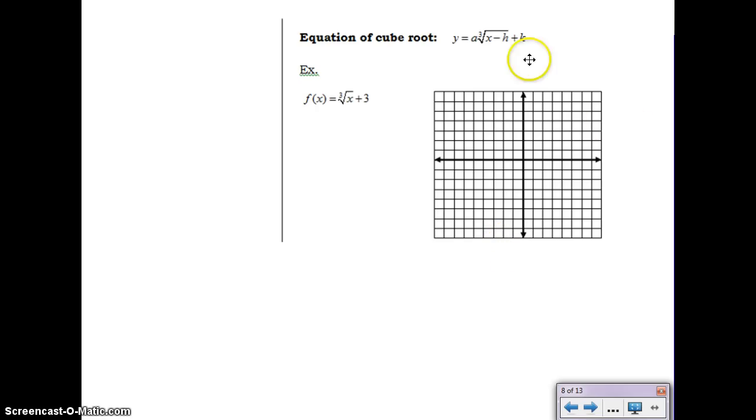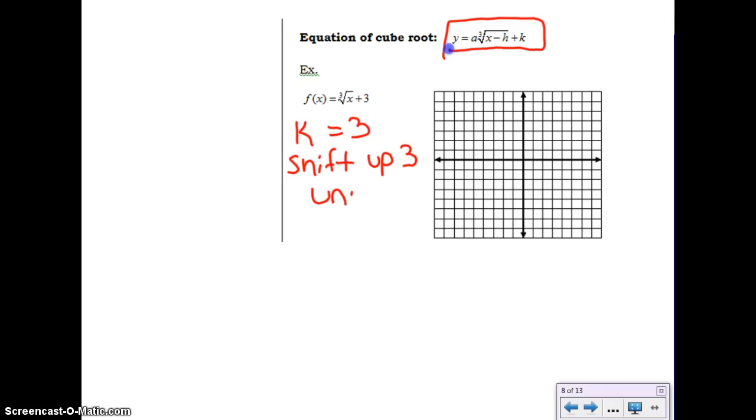So the cube root parent function works very much like all the other functions that we've done. Inside the cube root, we have the h value, which still takes us right and left. The k value takes us up and down, and the a value will stretch. So for this particular function, we just have a +3. So that is our k value, which means that we are shifting up 3 units, okay?